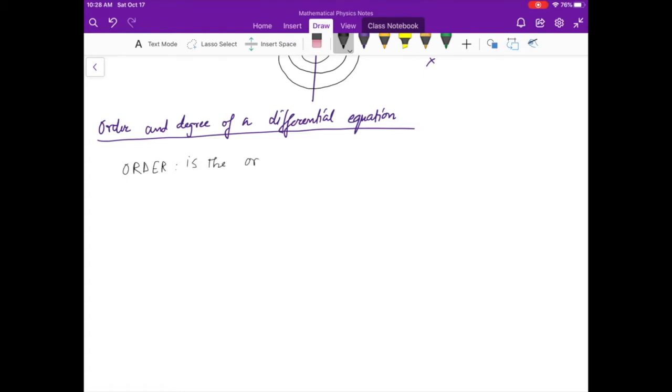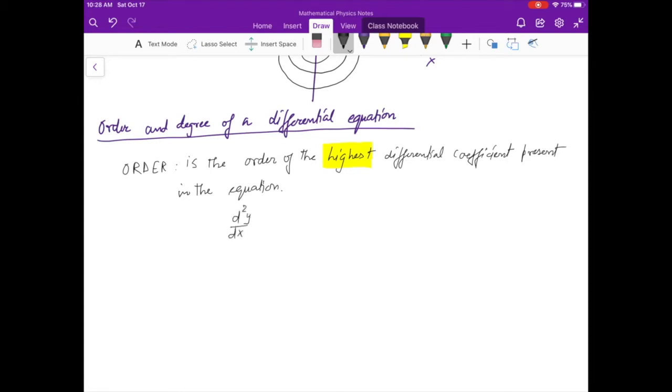Okay, so the definition of order says that it is the order of the highest, and I highlight the word highest because it is really easy to get confused when doing big problems. So it's the order of the highest differential coefficient present in the differential equation that we have at hand. We need to find out what the highest derivative taken into account in the problem is, and that is essentially the order of the differential equation.